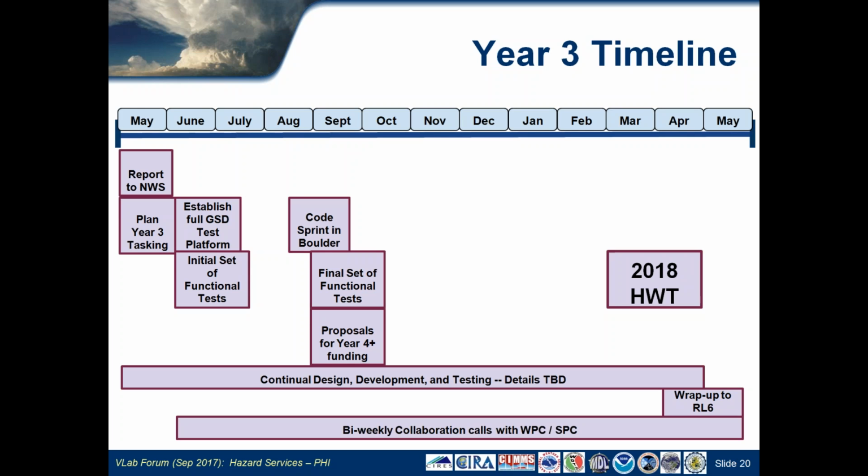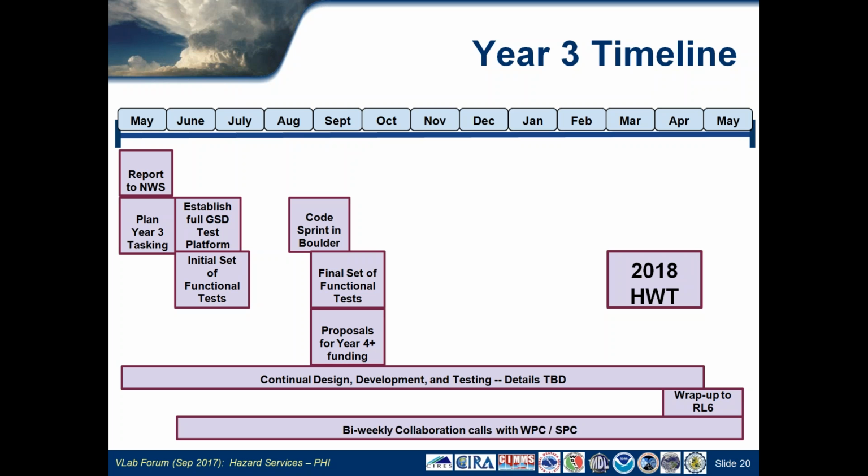Tracy. Okay, so here is the picture of our timeline for this year 3. We did a report to the Weather Service. We established a test platform here at GSD. We're still working on that. And we had a code sprint in August with the entire development team, and Greg, as the product owner, was here. And I think it was extremely productive. We went through the software, but everyone was here so we could actually code on the fly and identify problems and issues. And out of that came a very comprehensive task list for the year, which we're now working through.